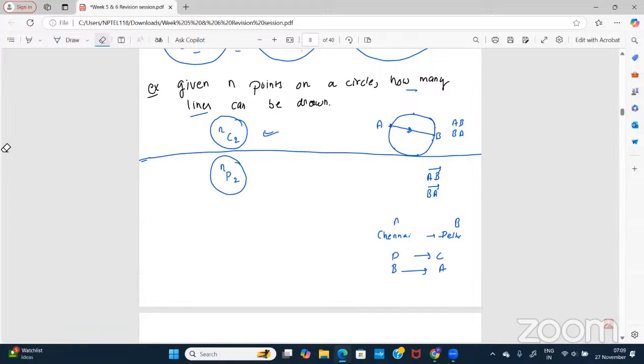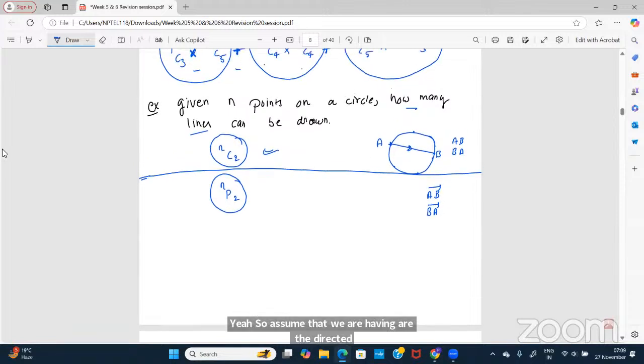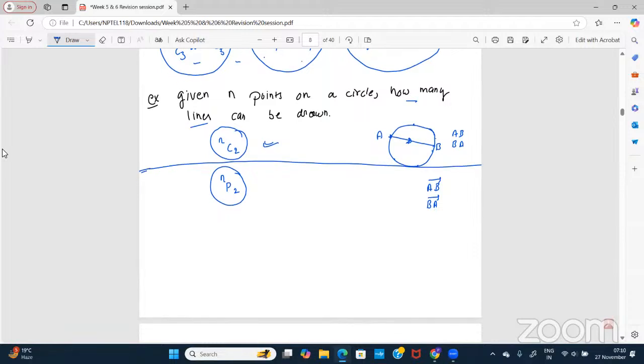Understood. My question is how it is different from 2 times nC2. Assuming we have all the directed lines, for any 2 points A and B we make a line by connecting A to B and B to A. Both are different. Now it is 2 times nC2, right? So how is it different from 2 times nC2 is the question.